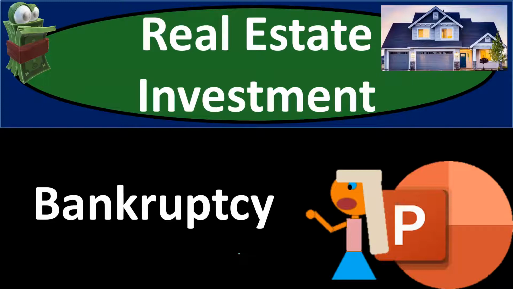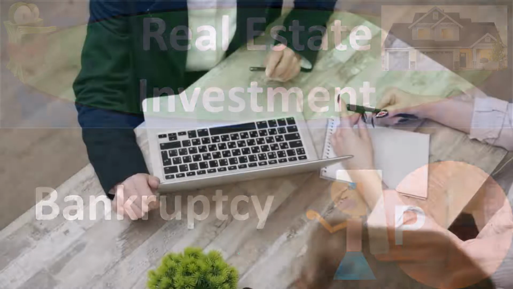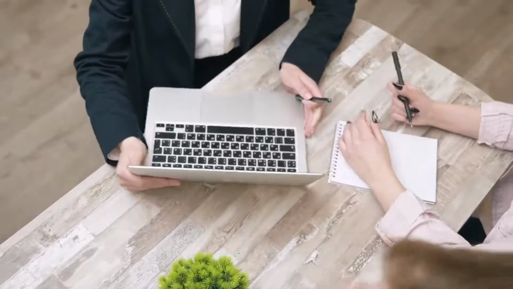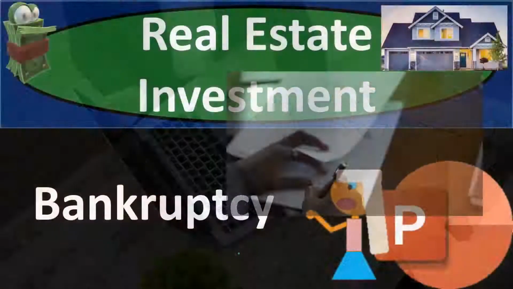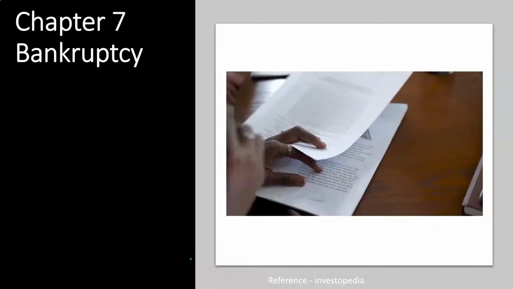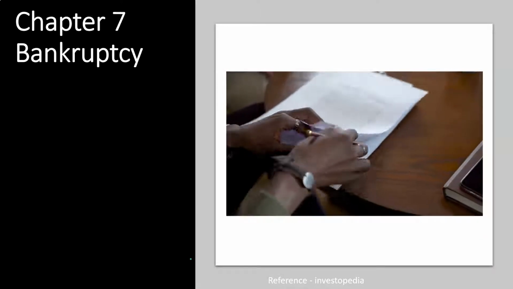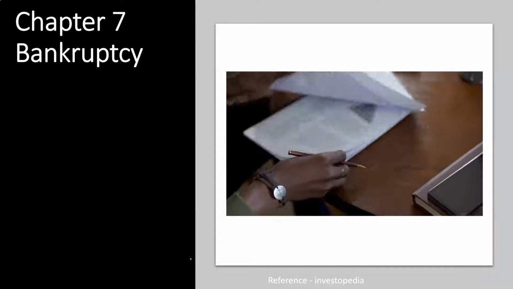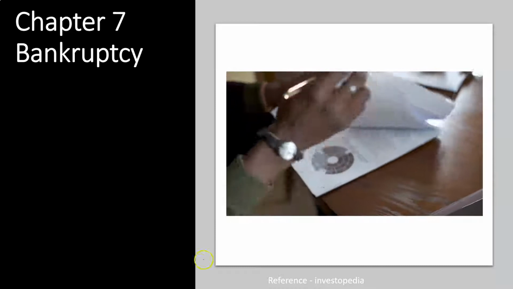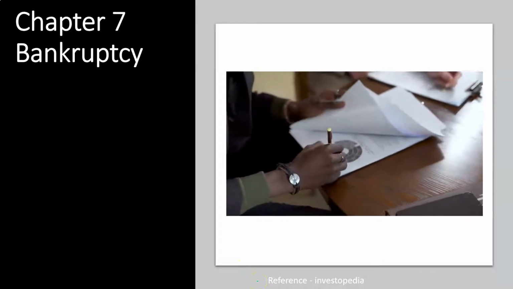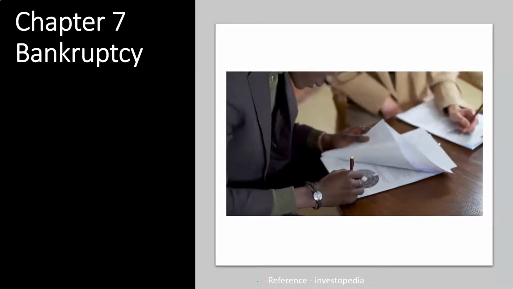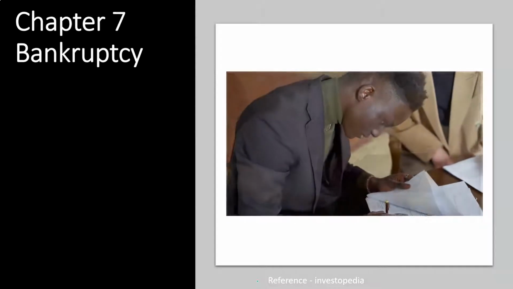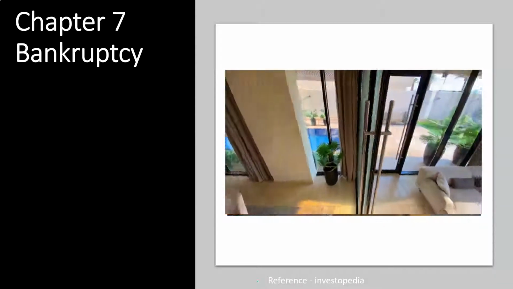Real estate, investment, bankruptcy. Get ready because it's time to raise the stakes with real estate. There are different chapters of bankruptcy we will be considering here: Chapter 7, Chapter 11, and Chapter 13. These will be definitional terms. We're going to be referencing Investopedia, which is a place you can go to further your research with regards to investment-related terminology, starting with Chapter 7.